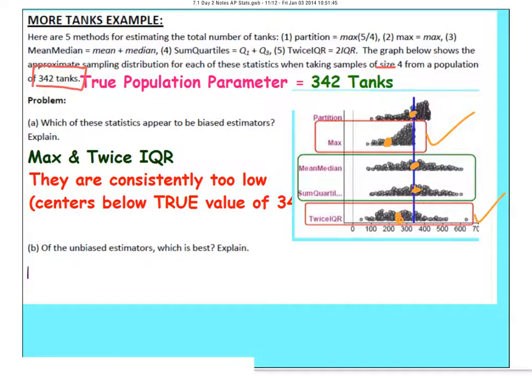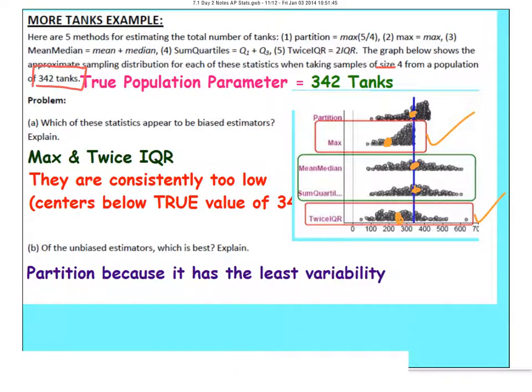Now, which one of these 3 that are left would I consider to be the best unbiased estimator? These 2 right here, the mean, median, and the sum of the 2 quartiles are very similar. But notice the amount of variability in these 2 distributions as compared to that of the partition. Because of that, the winner in this case would definitely be the partition because it has the least amount of variability. So the partition method, even though it sounds kind of unique in how they're coming up with this, would have been the best estimator for them to use to determine how many tanks there truly were in the war.